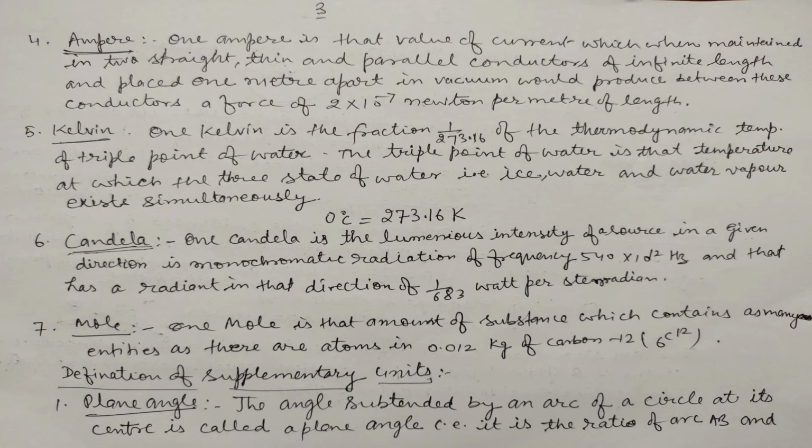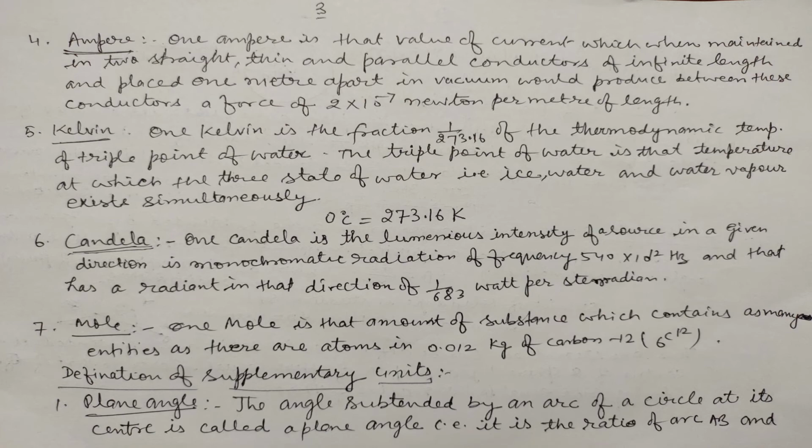So carbon 12. Now what are the definitions of the supplementary physical quantities and their units? So we know that there are two supplementary physical quantities. One is plane angle, and the second is solid angle. So what is the plane angle? The angle subtended by an arc of a circle at its center is called a plane angle.